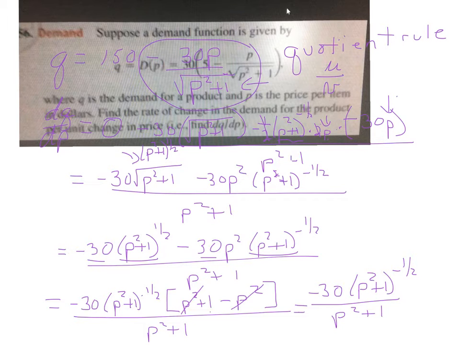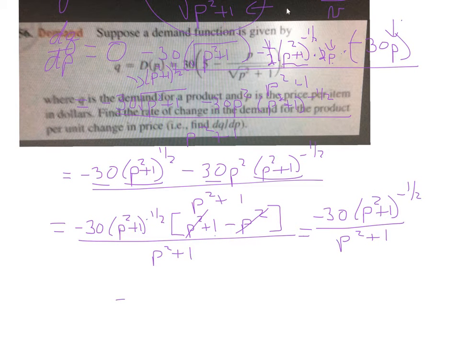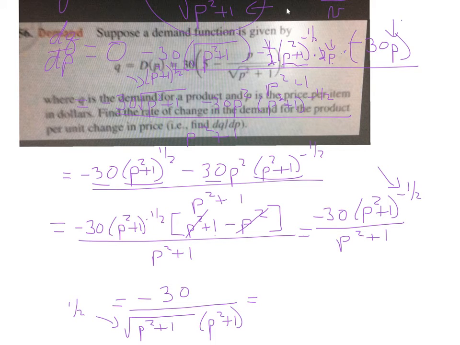And the very last step for this function is going to be to simplify one more step, which is going to be negative 30 on top. And on the bottom, because this exponent here is negative, it really means that it goes on the bottom. And so we would have p squared plus 1 square rooted times p squared plus 1. That's really p squared plus 1 to the exponent 1/2, and this is p squared plus 1 to the 1. So I would have p squared plus 1 to the exponent 3 over 2.